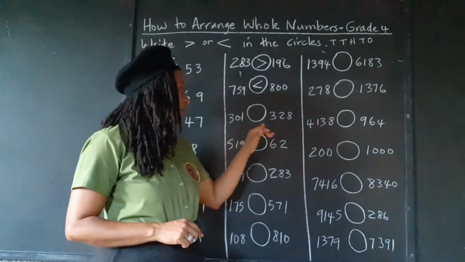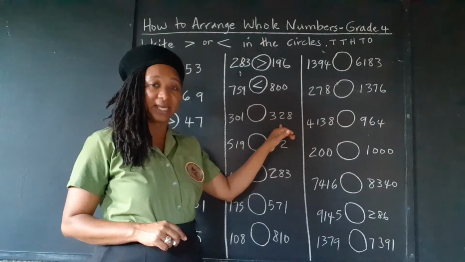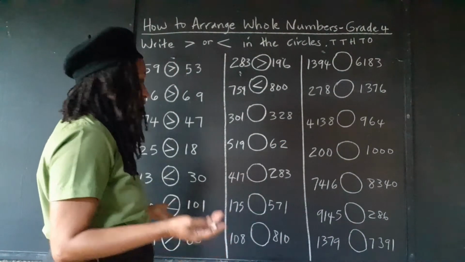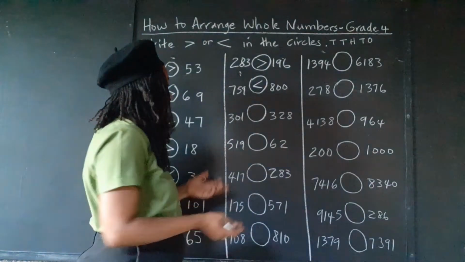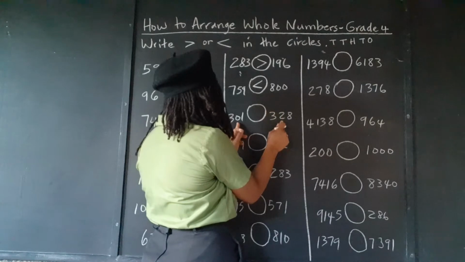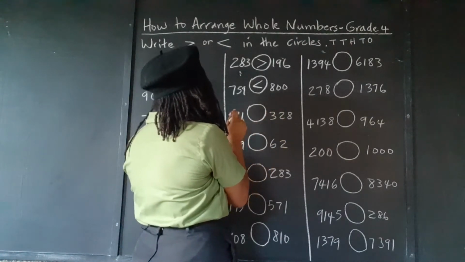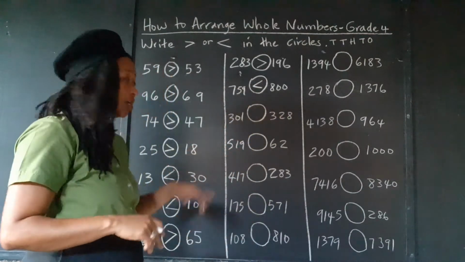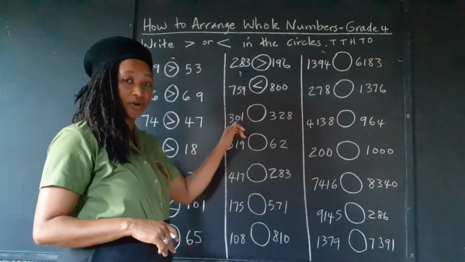301, 328. So they both are in the 300s. They both have 3 in the hundreds place. So we have to go to the tens place. This has a 0 in the tens place. This has a 2 in the tens place. So this is the smaller number.